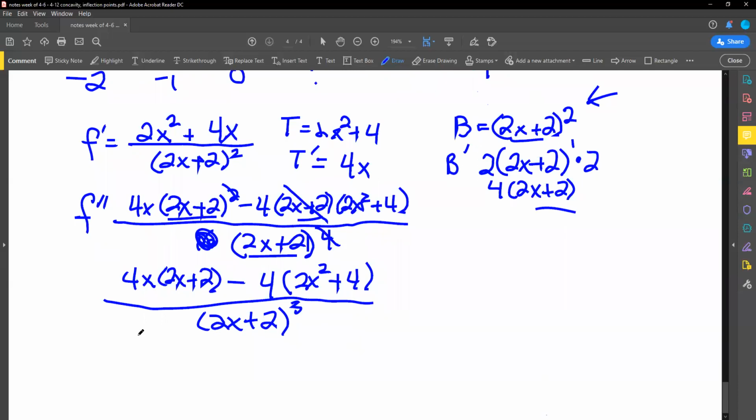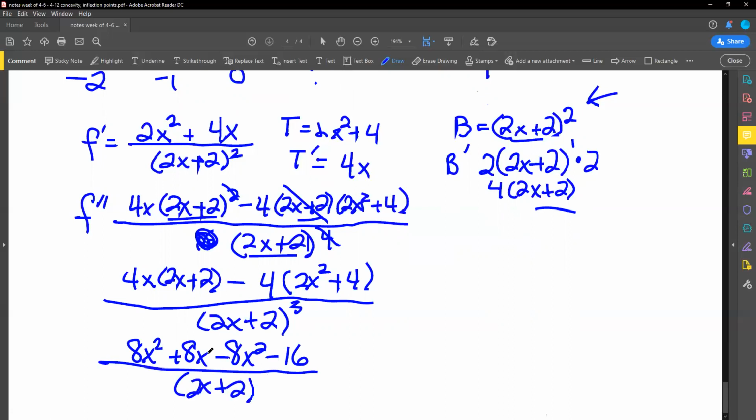So I'm going to multiply out the top now. So I get 8x squared plus 8x minus 8x squared. Oh, look at that. Minus 16. So I distribute everything through. Guys, make sure you don't miss those signs. That's where you get into trouble. All right, those cancel. So the second derivative is 8x minus 16 over 2x plus 2 cubed.